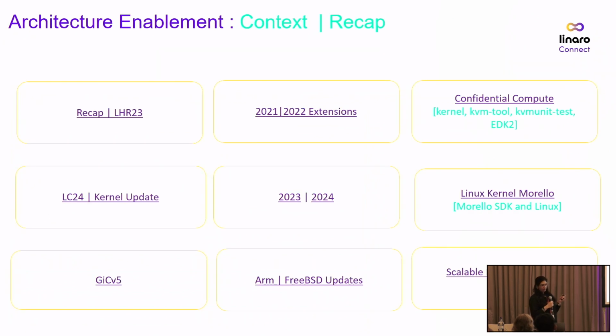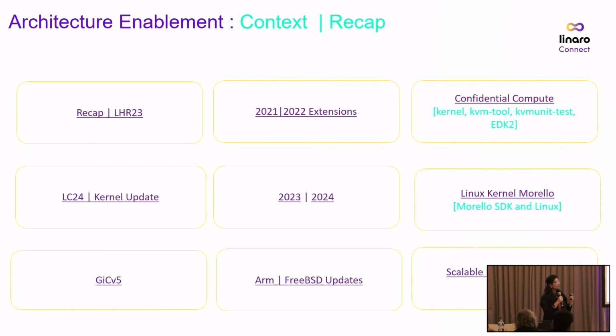And then a little bit of the recap. If it's your first time, there is a recap session for the one that happened in '23, LC24 that happened in Madrid, about the kernel updates. If you want to catch up on the extensions for 2021, that's Arm 8.8, you have 2022, that's Arm 8.9, and then you have the new architectural features for '23 and '24.